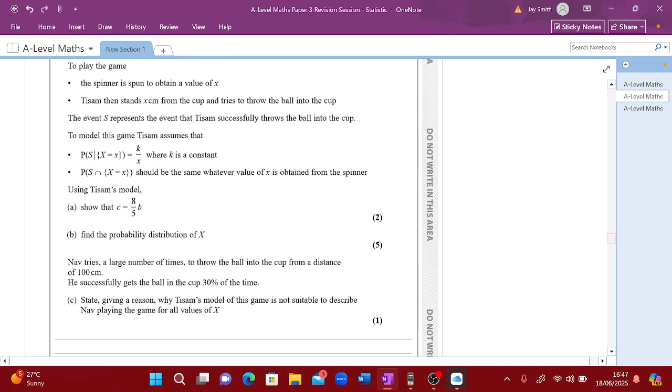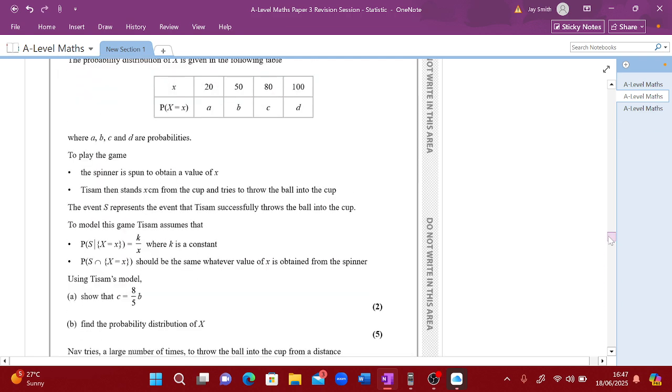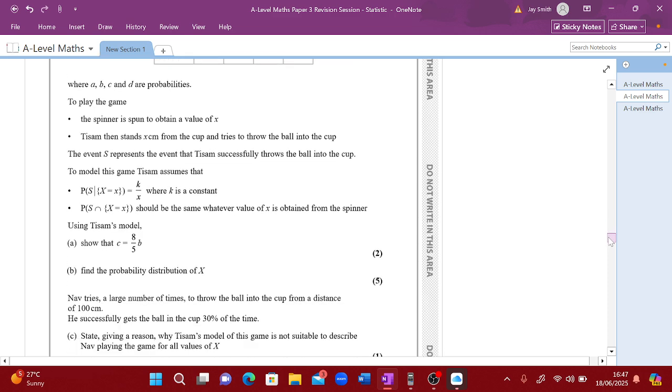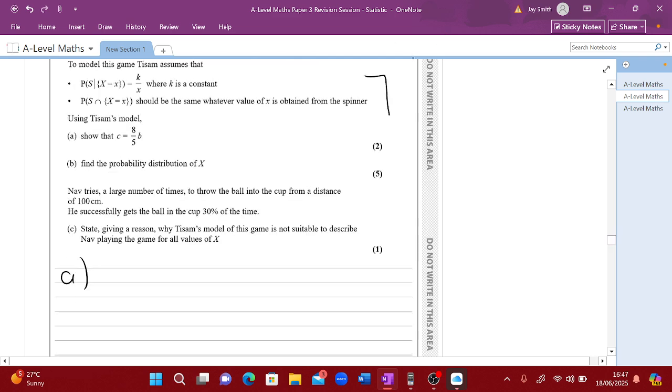To model the game, we are given that the probability of S given X is K over X, and the probability of S and X is the same value, regardless of the value of X. Using Tissam's model, show that C is 8 over 5B. So that means considering and working with the probabilities in the table. That's a fairly common strategy. But the only probabilities we've got are A, B, and C, which doesn't tell us anything, so we're going to work with this information as well.